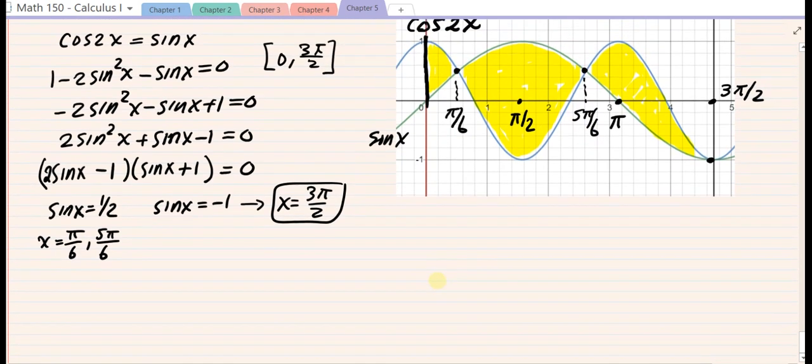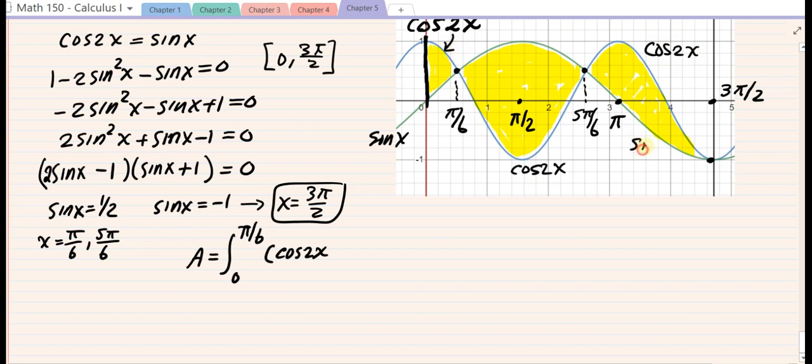So we can set up our integral that will find the area of the bounded region between them. So first integral, going to go from 0 to pi over 6, right? Limit of integration is that, and the upper function is cosine. Remember, the blue is cosine. So here this is cosine 2x, and this is cosine 2x. The red is sine. So this would be sine x, and this is sine x.